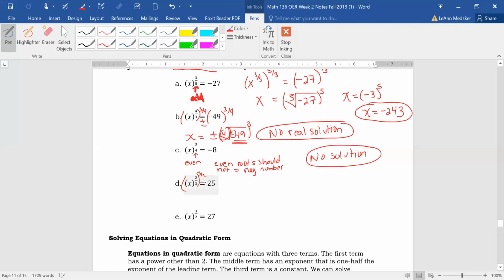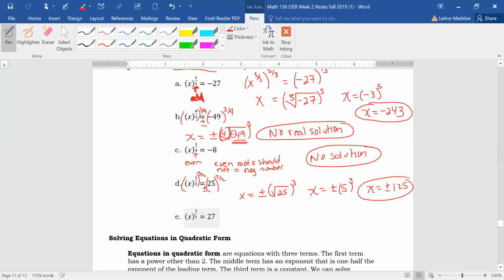And because it's now got an even power on the bottom, we have to make that a plus or minus this root. So this is x equals plus or minus the square root of 25, and then we're going to cube it. So that's x equals plus or minus 5 cubed, and that's plus or minus 125. So there's two solutions to this one.